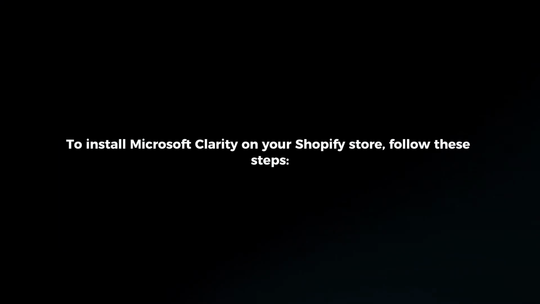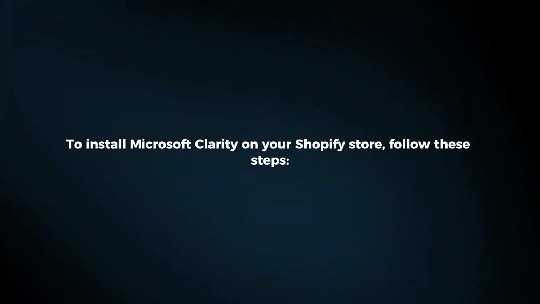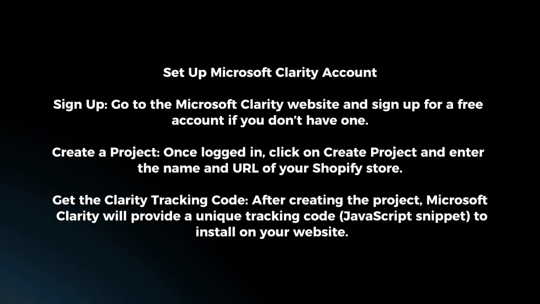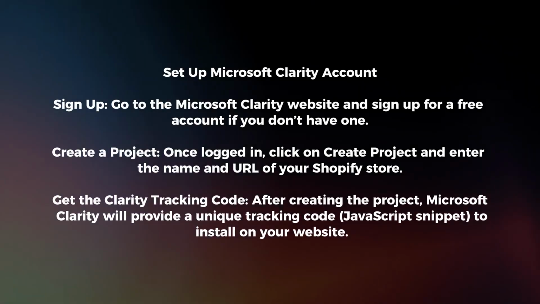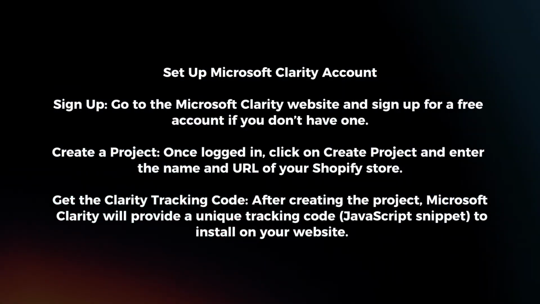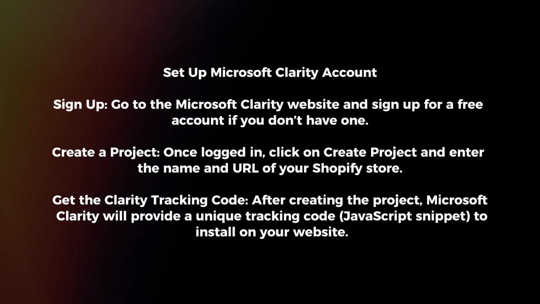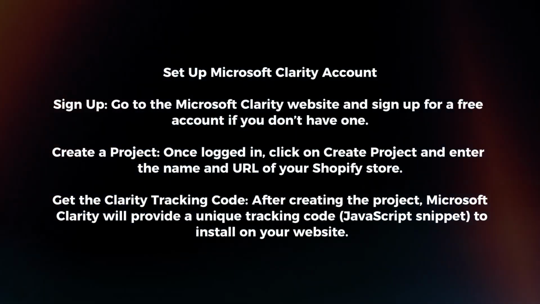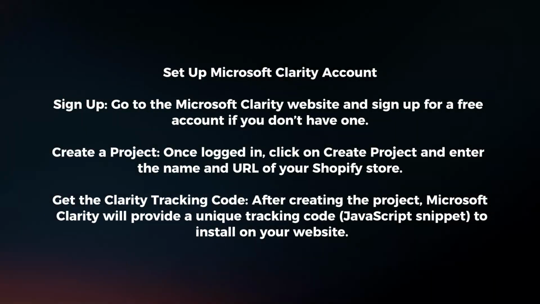To install Microsoft Clarity on your Shopify store, follow these steps. Set up Microsoft Clarity account. Sign up. Go to the Microsoft Clarity website and sign up for a free account if you don't have one. Create a project. Once logged in, click on Create Project and enter the name and URL of your Shopify store.